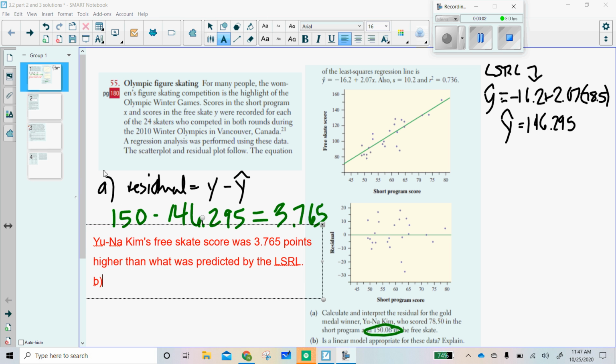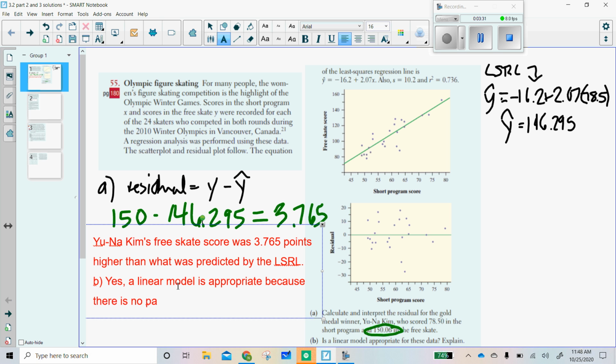Part B asks if a linear model is appropriate for these data. Looking at the residual plot, I don't see any leftover pattern here. There's no pattern actually happening in the residual plot. So I would say yes, a linear model is appropriate, because there is no pattern in the residual plot.